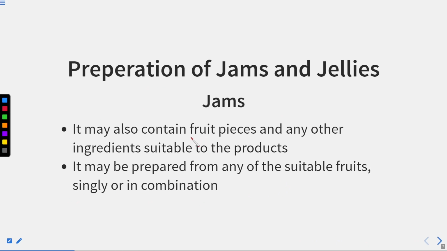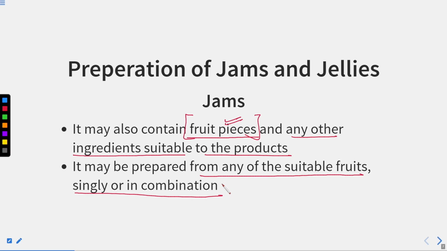It may also contain fruit pieces and any other ingredient suitable to the product. Yes, sometimes fruit pieces are also there, big pieces of the fruits. It may be prepared from any of the suitable fruits singly or in combination. So sometimes the fruit pieces in a jam are of just a single fruit, and sometimes the pieces of different fruits are also available in the form of mixed jam.